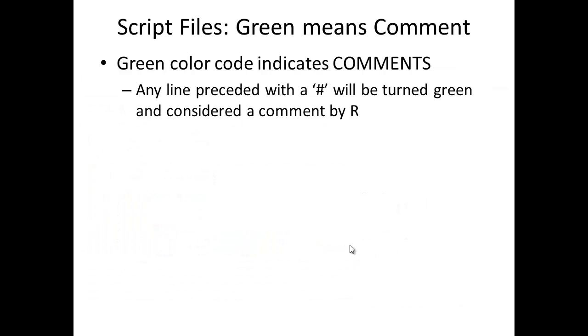So green color code indicates comments. Any line that starts with a number sign will be turned green and considered a comment by R and not processed when code is run. I generally tend to put double number signs, but that's just a thing I do. That's not required. A single number sign at the beginning of a line is enough.